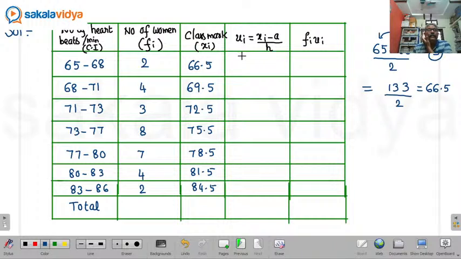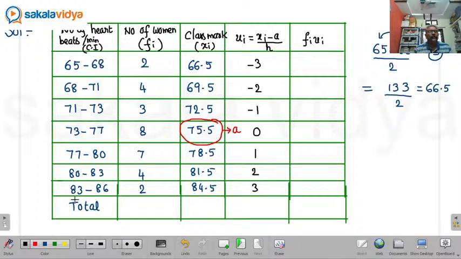So now the ui. It is very simple, but actually you count it: 1, 2, 3, 4, 5, 6, 7. Seven means you take the middlemost value, which is 75.5. Say this is A. This is the assumed mean. Corresponding to the assumed mean, always write ui as 0. Below it write 1, 2, 3, and upwards write -1, -2 and -3.